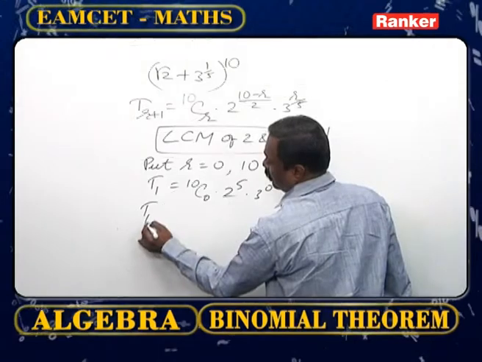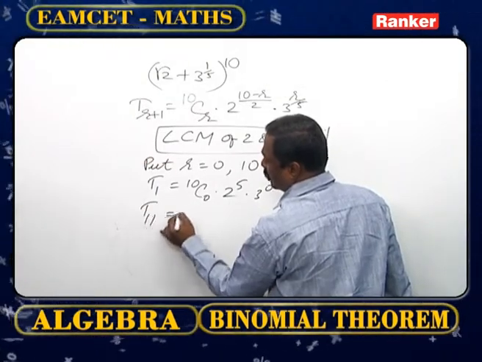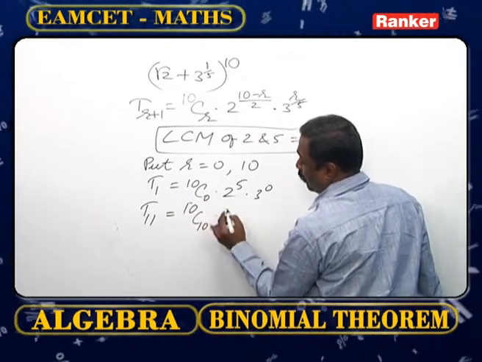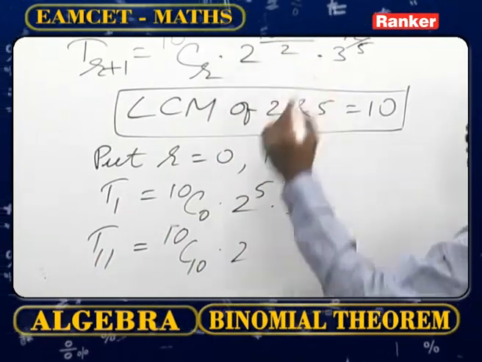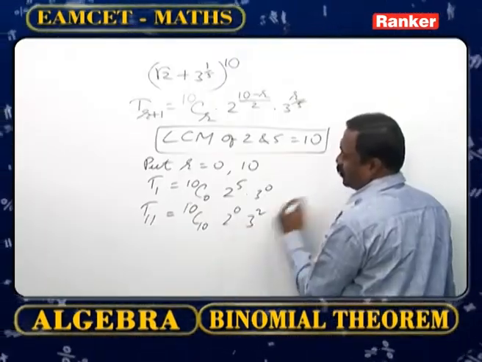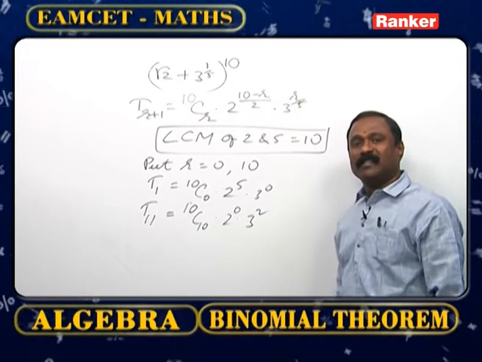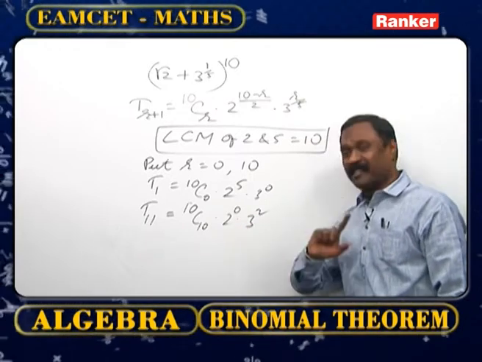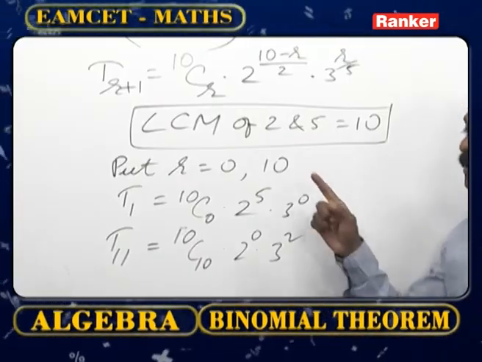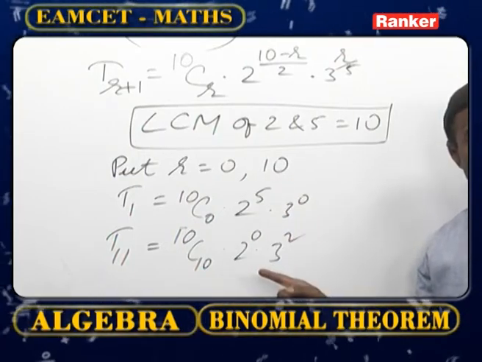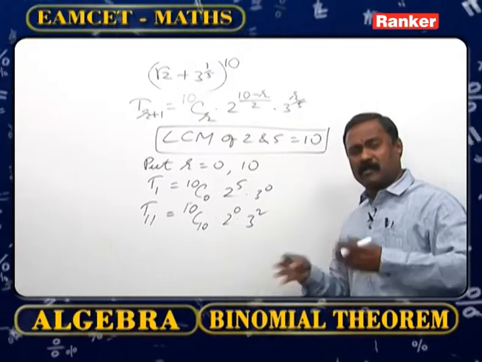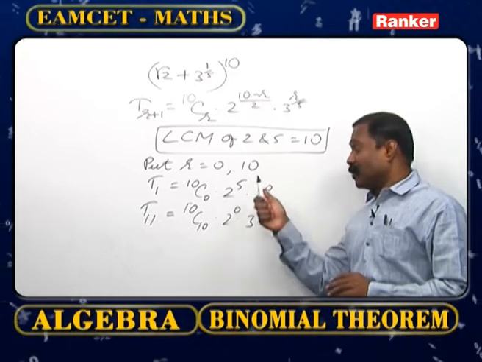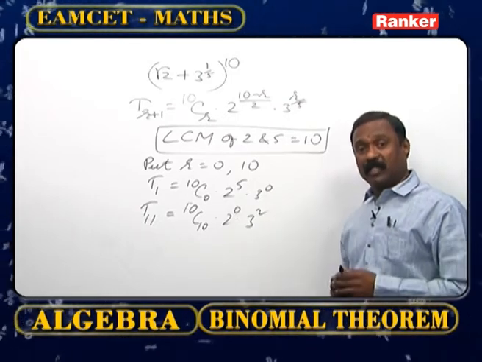Put r equal to 10. 10 plus 1, 11. Then 10C10 into 2 power 10 minus 10, 3 power 2. That means you understand the first term is rational, and again the last term is rational. In between, all the terms are irrational only. That means how many rational are there, how many irrational are there? Only 2 rationals are there, and remaining all will be irrational only.